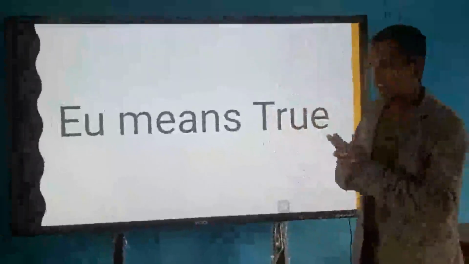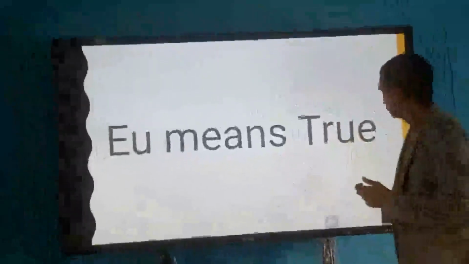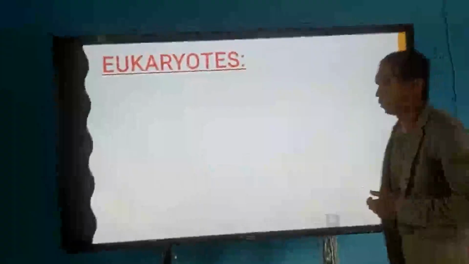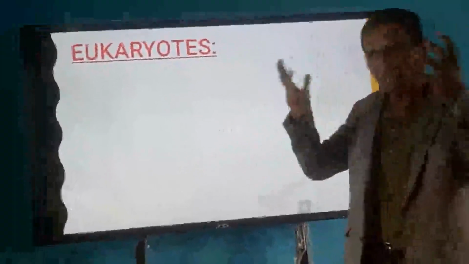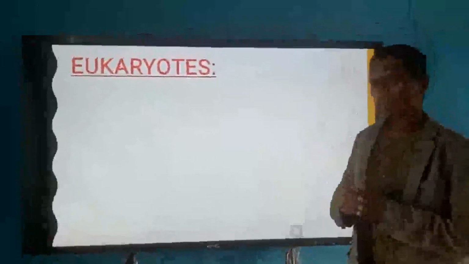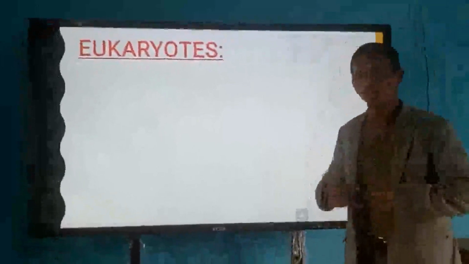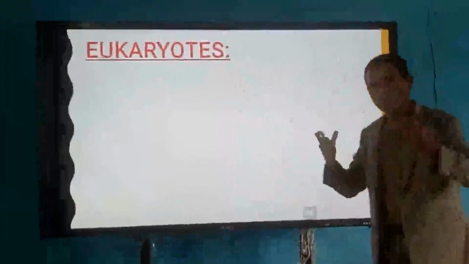That means we know when we consider the eukaryotic organisms, they are always the most advanced and most complex organisms in the world, because we are human. And also the other advanced animals belong to this category, eukaryotes. That means they have a very advanced and very complex cellular structure.